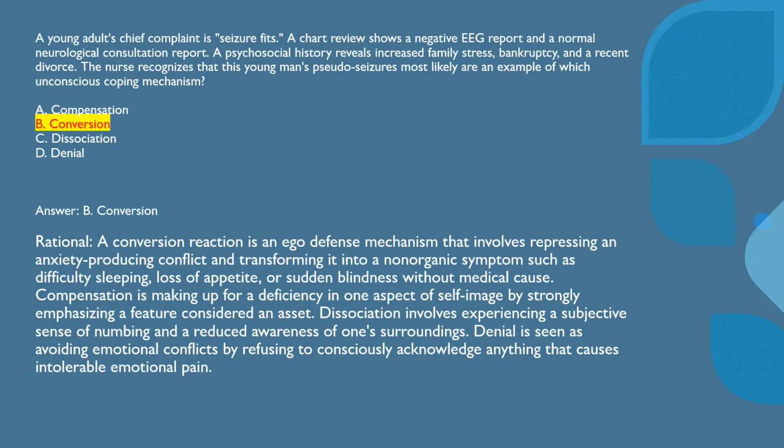Answer B. Conversion. Rationale: a conversion reaction is an ego defense mechanism that involves repressing an anxiety-producing conflict and transforming it into a non-organic symptom such as difficulty sleeping, loss of appetite, or sudden blindness without medical cause. Compensation is making up for a deficiency in one aspect of self-image by strongly emphasizing a feature considered an asset. Dissociation involves experiencing a subjective sense of numbing and a reduced awareness of one's surroundings. Denial is seen as avoiding emotional conflicts by refusing to consciously acknowledge anything that causes intolerable emotional pain.